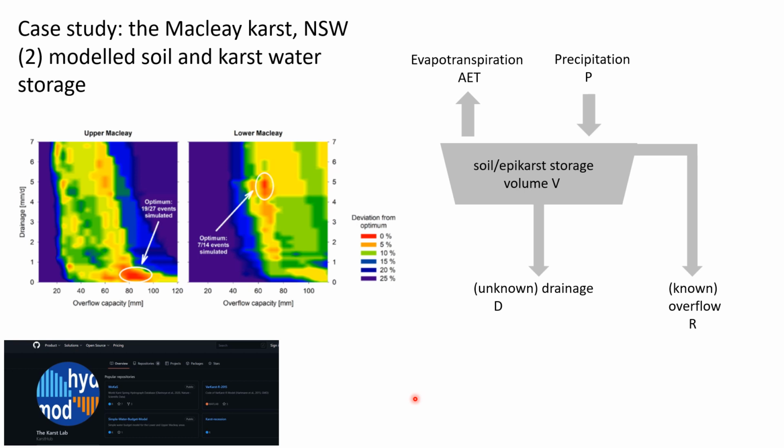And this model is available on the GitHub site, so if you want to go and explore it yourself, you can go to the Karst Hub on GitHub, and there's a simple water budget model coded in R, so you need to be familiar with R, and you can run the same model that's used in this data set, which has been published.